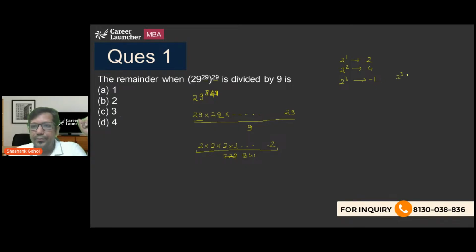So 2 power 3 into 2 power 3 is going to give me a remainder of minus 1 into minus 1, that is going to be plus 1. So 2 power 6 is going to give me a remainder of 1. Now what remainder we got? 2 power 841. So what we can say, that is 2 power 6 into 2 power 6 into 2 power 6 and so on. I'm going to get 140 times, into 2. So basically this becomes 2 power 6 power 140.